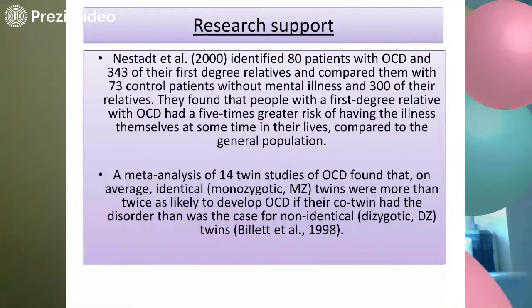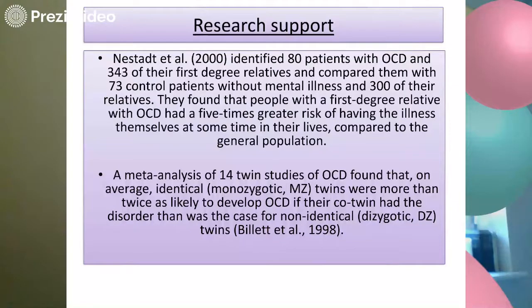The second study looked at twins and found that identical twins were more than twice as likely to develop OCD if their co-twin also had the disorder. And this was higher than if they were non-identical twins. So both of these pieces of research suggest that it could be something that is inherited. It could be something that's passed down throughout families.